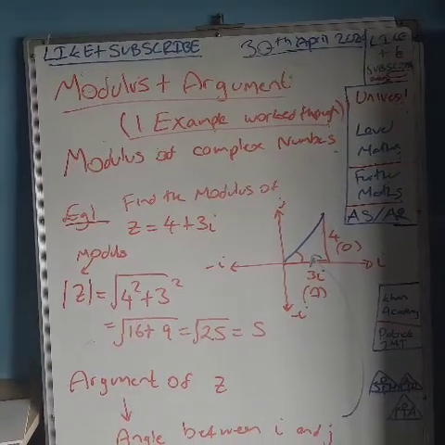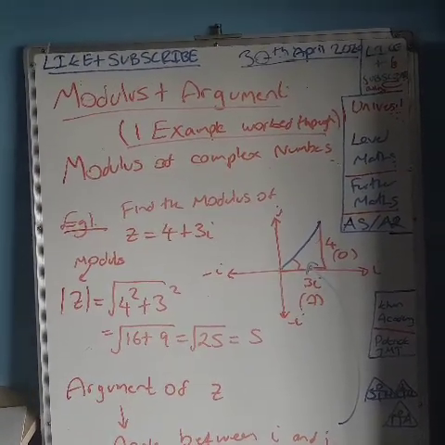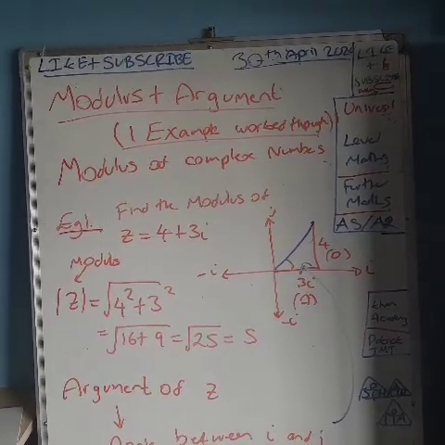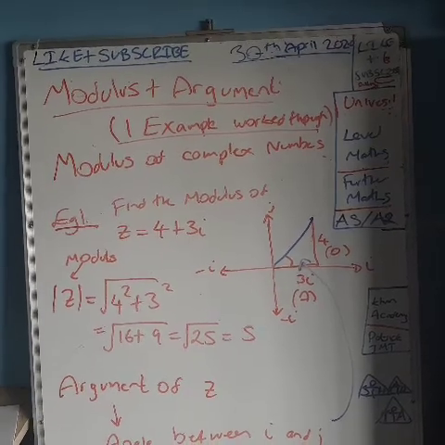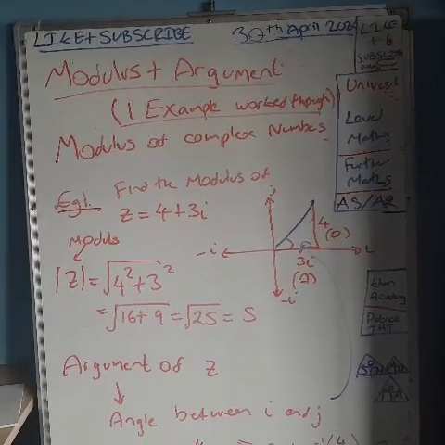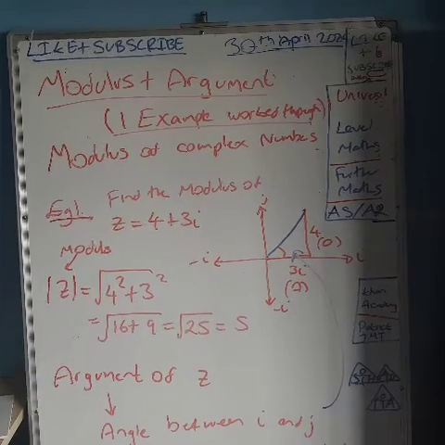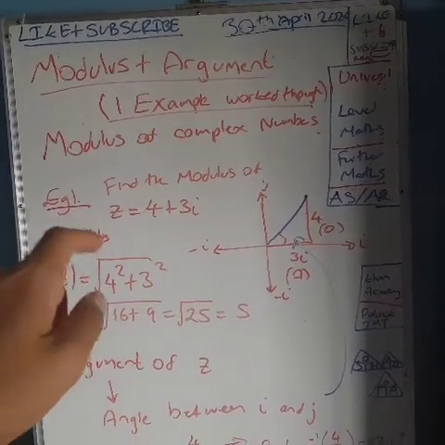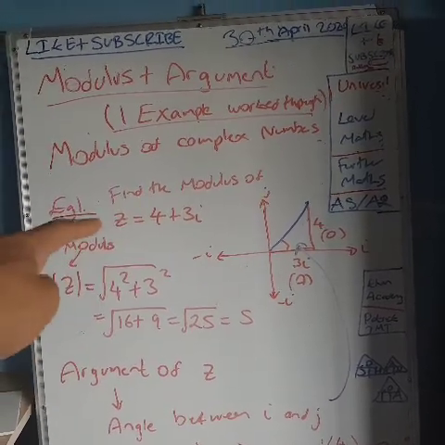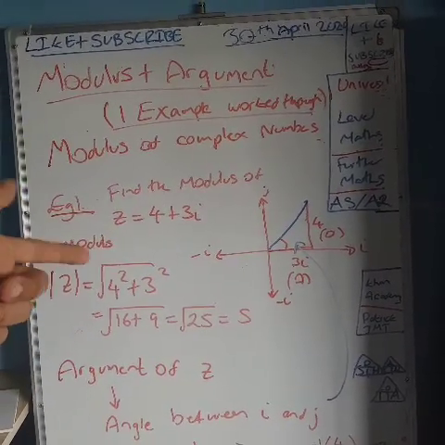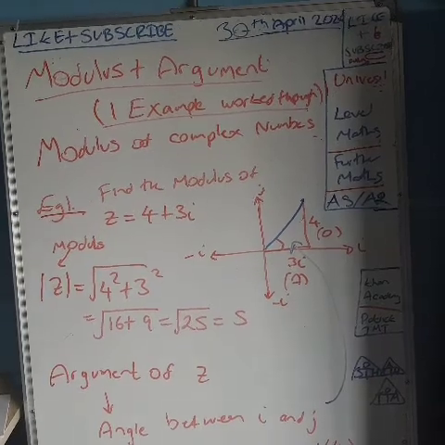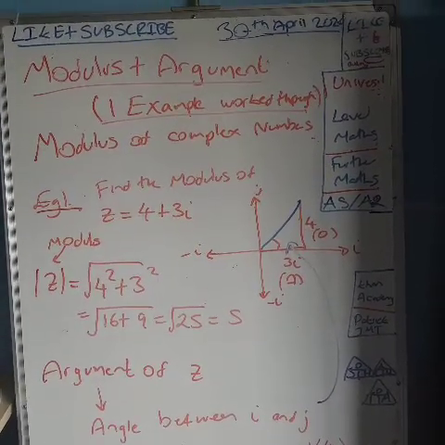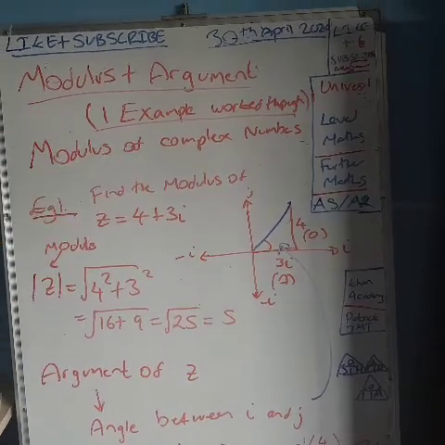This video is aimed at further maths, like AS and A2 maths, and also undergraduate degree level maths. So, a modulus and argument of a complex number. Modulus, guys, just means the amount. So find the modulus of z equals 4 plus 3i. z is a complex number because we have an i. 4 is the real part, 3 is the imaginary. So remember that, 4 is the real, 3 is the imaginary.